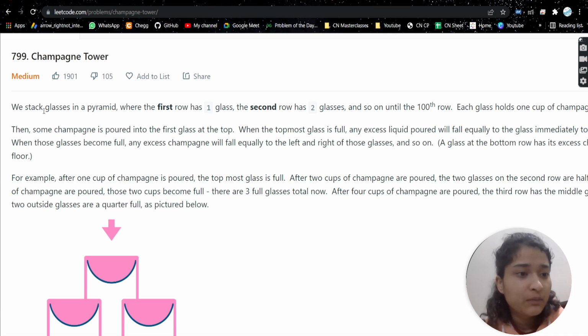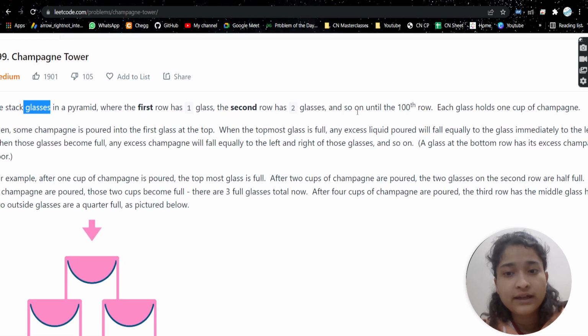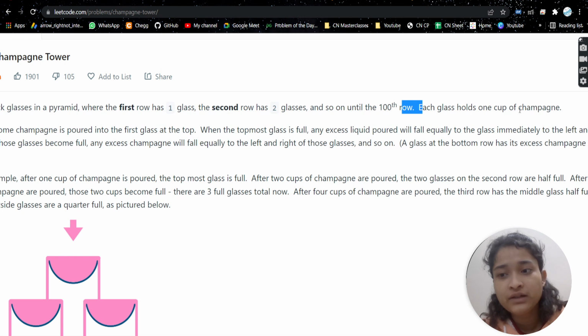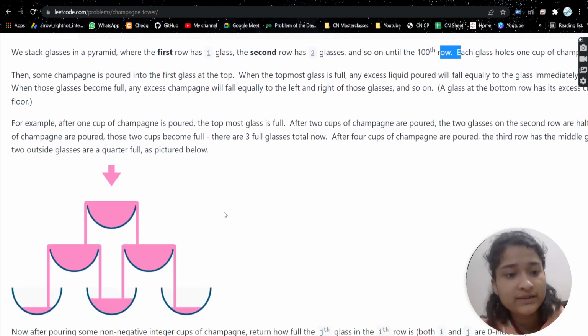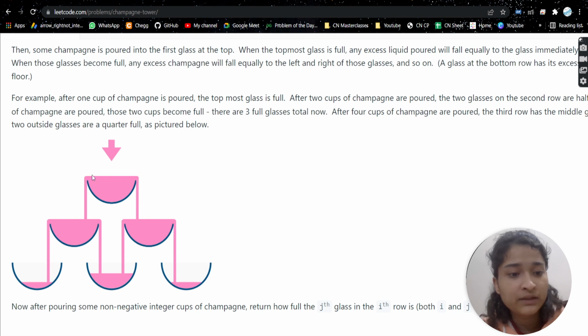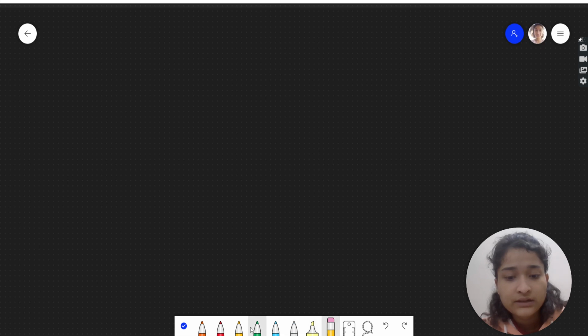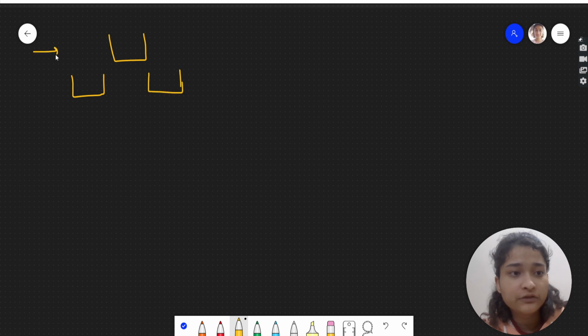So see, the problem is we stack glasses in a pyramid where the first row has one glass, the second row has two glasses, and so on until the 100th row. Each glass holds one cup of champagne. What does this mean? This means that there are glasses stacked in the form of a pyramid. Let's say this is the first glass, then this is the second glass, third glass. So this is your first row, this is your second row, right? First row and second row.